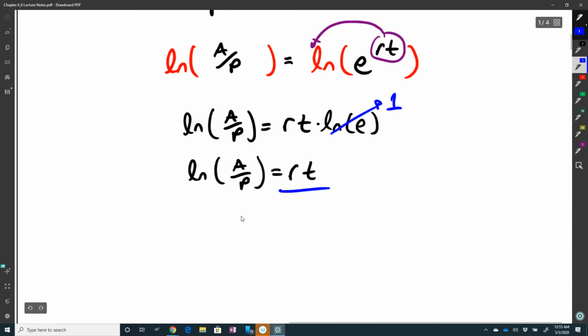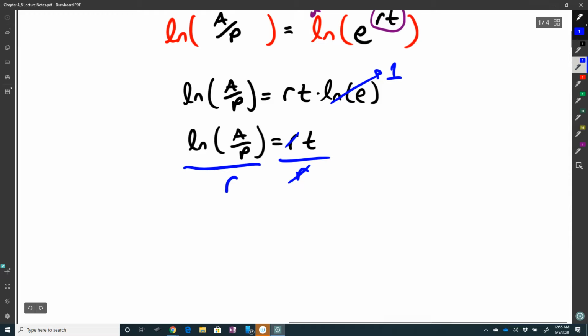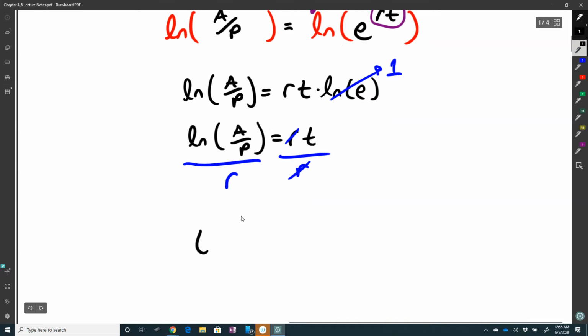And to solve for t, we just divide by r. Notice that this answer is a lot nicer than the previous one because the ln and the e canceled out. So I have ln of a over p divided by r.